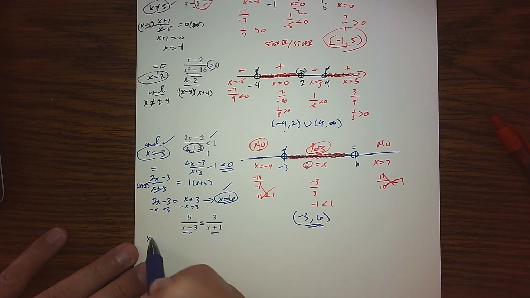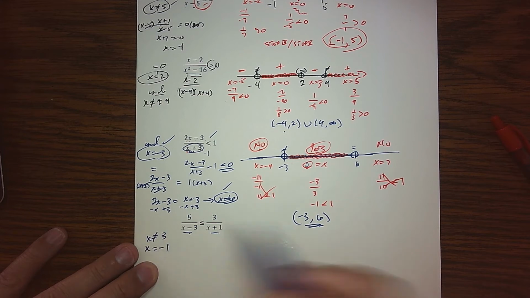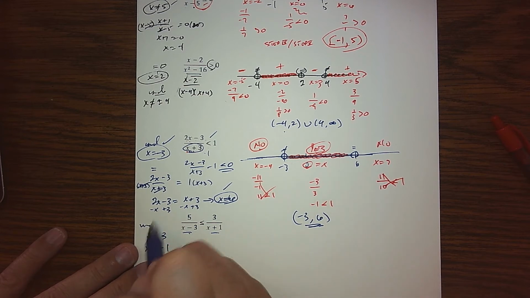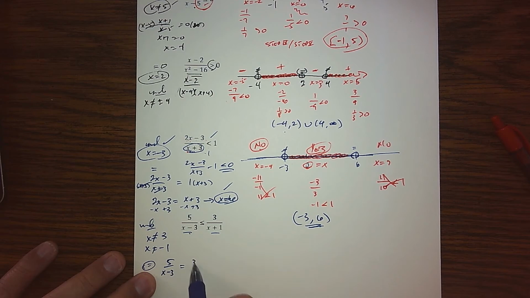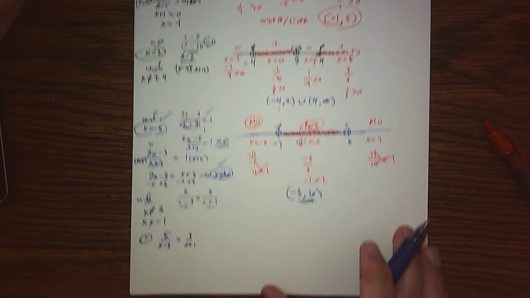Well, clearly, x cannot be equal to 3, and x cannot be equal to -1. So there's where we're undefined. Where are we equal? When does this graph equal that graph? Well, we have to basically solve that equation.